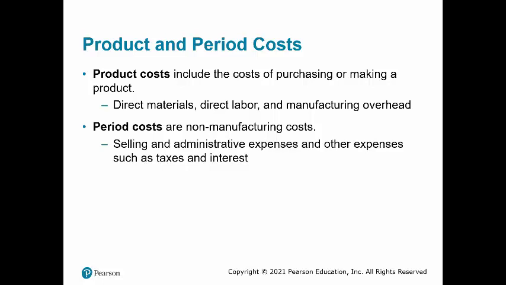But period costs, or those non-manufacturing costs, are going to be things like selling and administrative expenses and other expenses like your taxes and interest, and these costs are going to be matched with the revenue of a specific time period, and they're going to be expensed in the same accounting period. So we're talking about things like salaries and wages of the accounting staff, rent for the administrative building, and any sales commissions that are paid to sales representatives, or maybe utilities on the marketing office. So we identify these costs differently because we account for them differently.